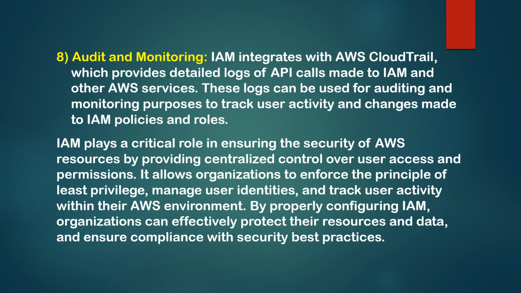IAM plays a critical role in ensuring the security of AWS resources by providing centralized control over user access and permissions. It allows organizations to enforce the principle of least privilege, manage user identities, and track user activity within their AWS environment. By properly configuring IAM, organizations can effectively protect their resources and data and ensure compliance with security best practices.